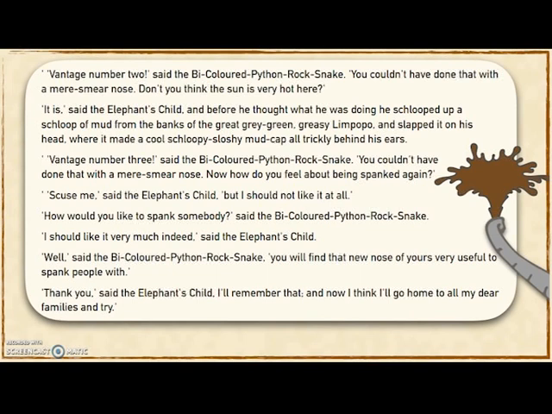"You couldn't have done that with that mere smear nose. Now, how do you feel about being spanked again?" "Excuse me," said the elephant's child, "but I should not like it at all." "How would you like to spank somebody?" said the bicoloured python rocksnake. "I should like it very much indeed," said the elephant's child. "Well," said the bicoloured python rocksnake, "you'll find that new nose of yours very useful to spank people with." "Thank you," said the elephant's child. "I'll remember that. And now I think I'll go home to my dear families and try."